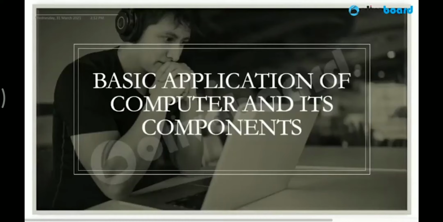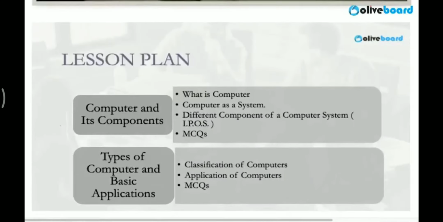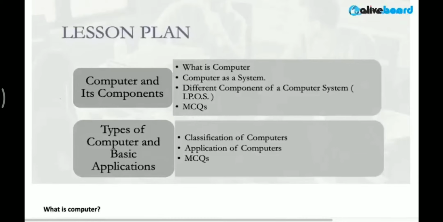So the name of this chapter is basic application of computer and its components, and as a lesson plan, as I told you, we have divided this entire chapter into two separate videos. The very first video, that is this video, will consist of computer and its components, and here we'll talk about what is a computer as a system. We'll talk about different components of a computer system. We'll talk about the IPOS thing. We'll also talk about different tidbits and simple one-liners that are very important related to this chapter. And at the end of the lesson, we'll solve some MCQs in order to test our understanding of the chapter.